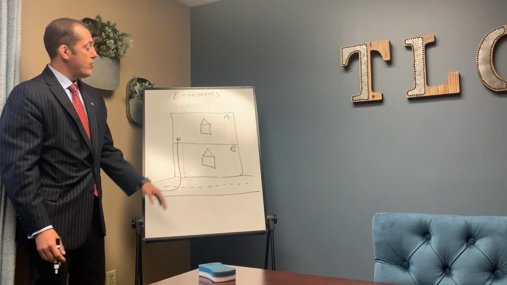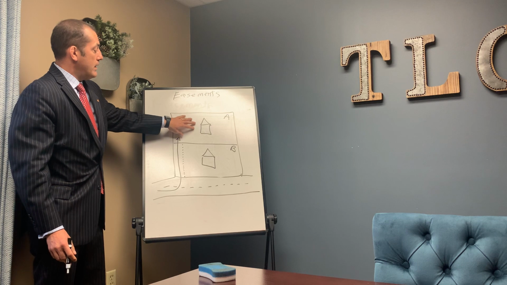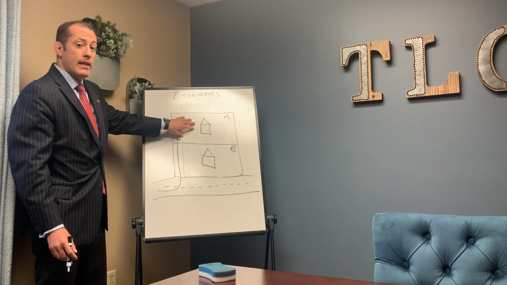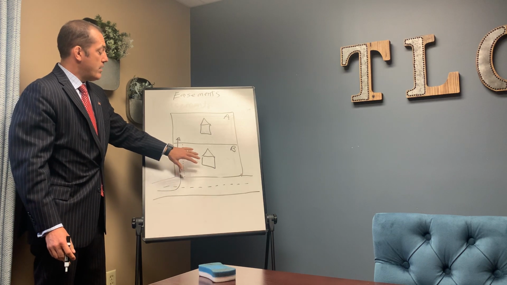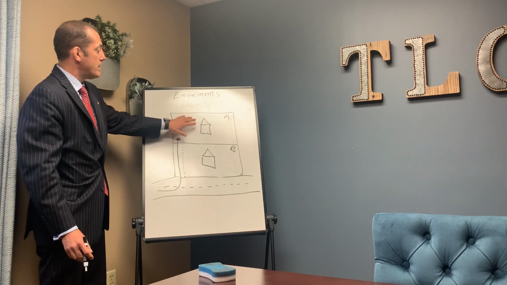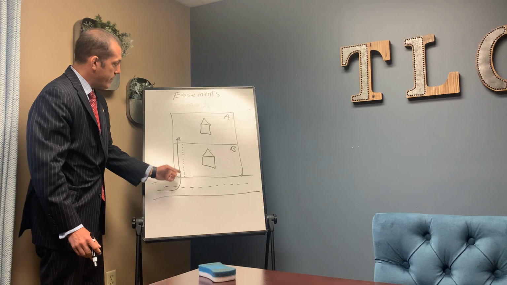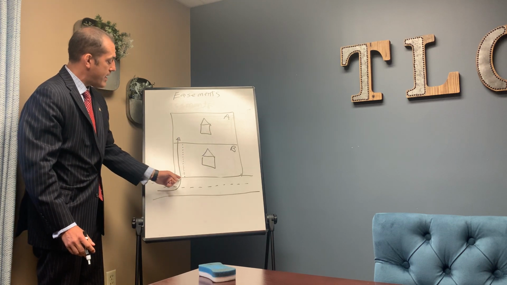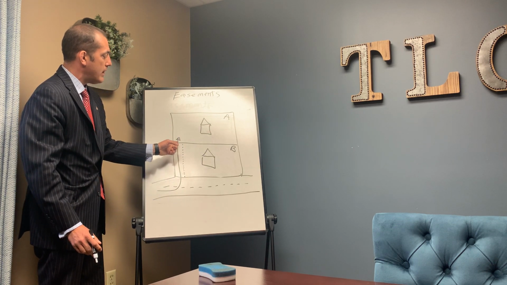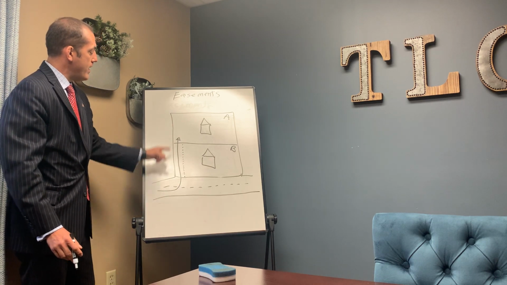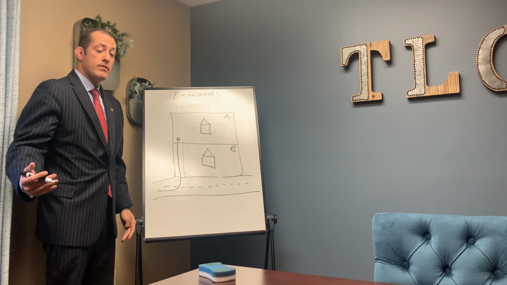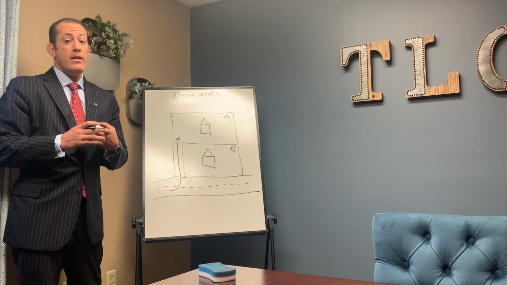If we're going to get technical, lot A would be the dominant landowner and lot B would be the servient landowner, because lot B serves lot A, meaning that the owner of this property can go over the lands owned by lot B to access this property here. So that's the example of an ingress and egress. You can have pedestrian ingress and egress.